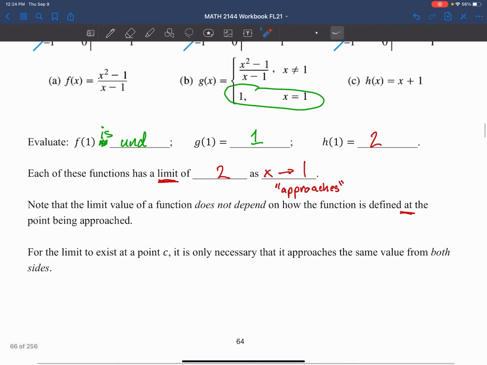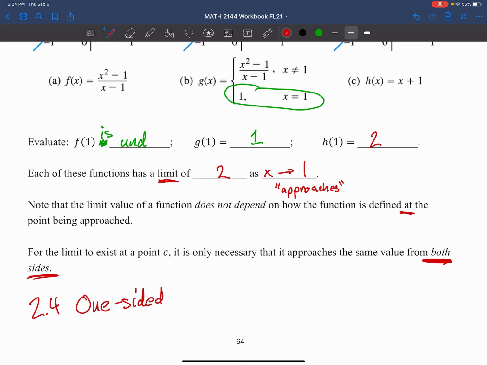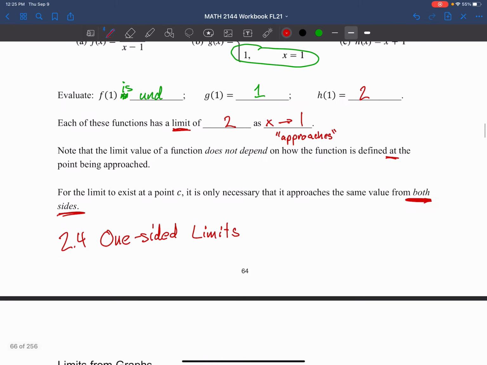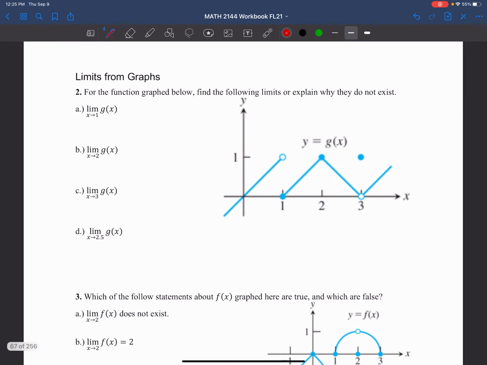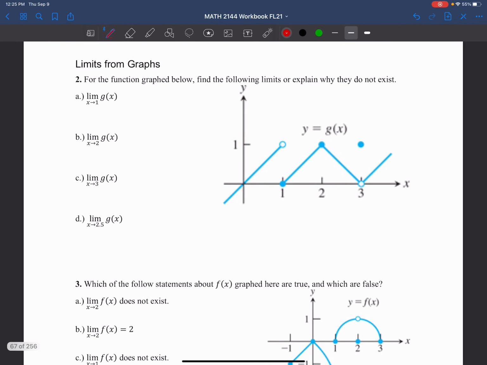For the limit to exist at a point c, it is only necessary that it approaches the same value from both sides. In section 2.4, we're going to drop that two-sided requirement. In 2.4, we're going to talk about one-sided limits, so we'll only consider what is happening from the left or from the right. Right now, we're going to consider both to make sure the limit exists. So let's make sure we understand this graphically using this example down here below.